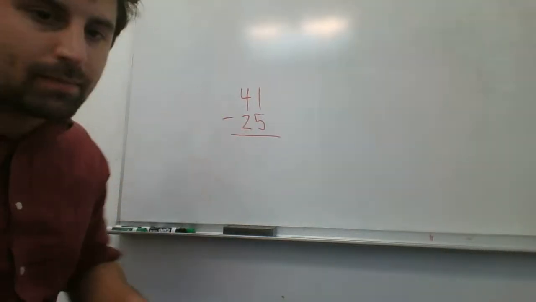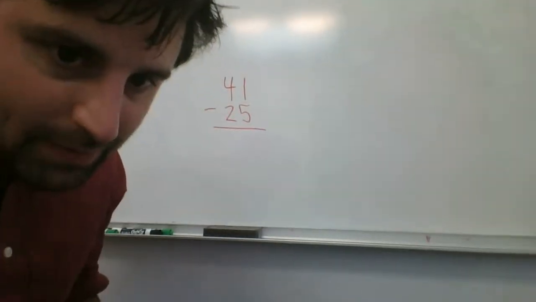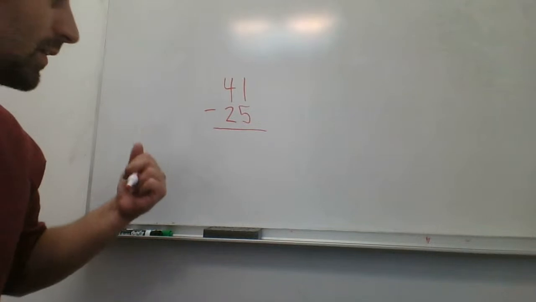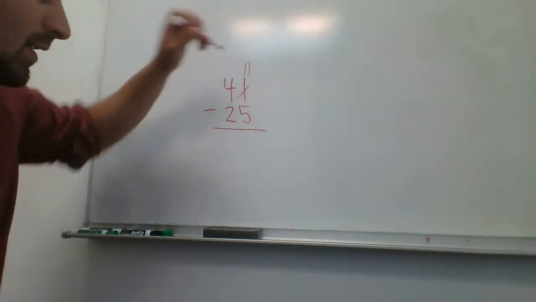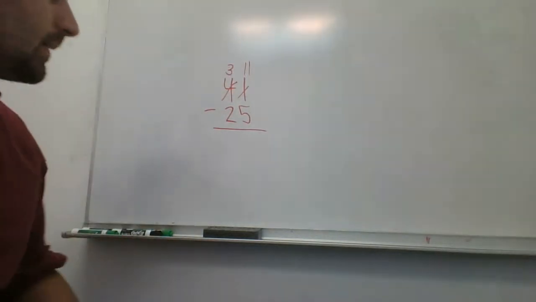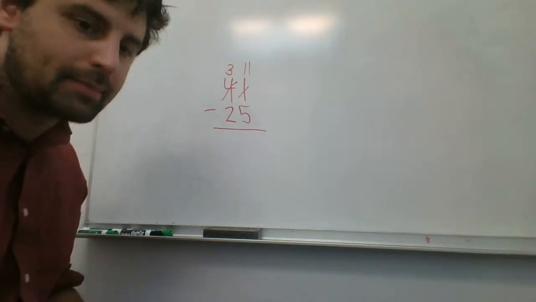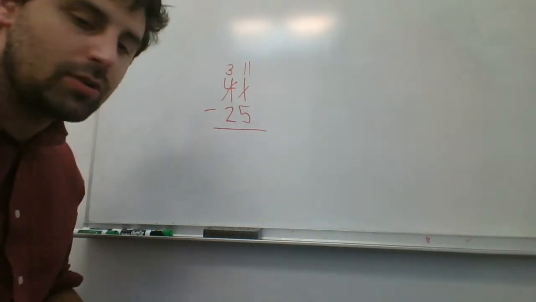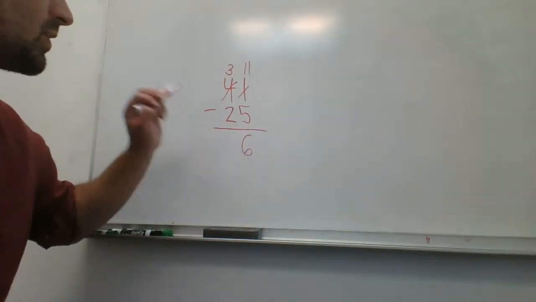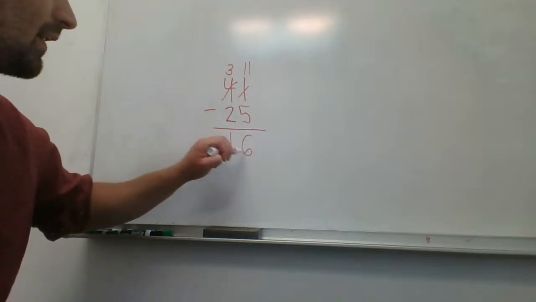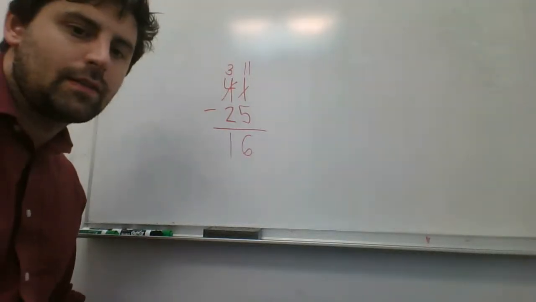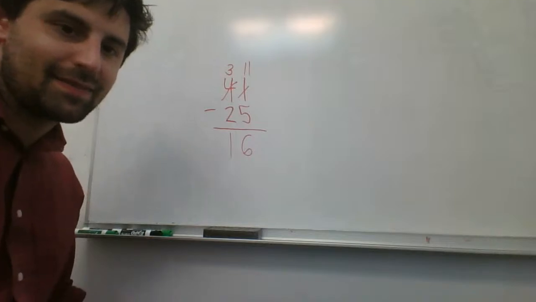And as you can see in this problem, there is a bottom digit that's bigger than the top digit. 5 is bigger than 1. You can't start out with 1 and take away 5. So again, we need to add a 10 from the tens place. The 1 is going to become an 11. And the 4 is going to become a 3. Now that both the top digits are bigger, 11 is bigger than 5, 3 is bigger than 2. Now we can subtract. 11 take away 5 equals 6. 3 take away 2 equals 1. And we have our final answer. 41 minus 25 equals 16.